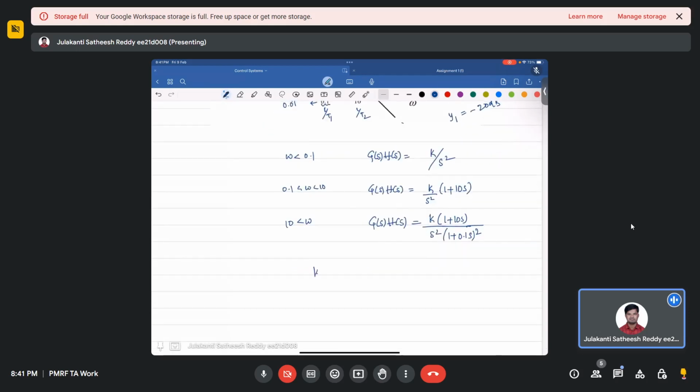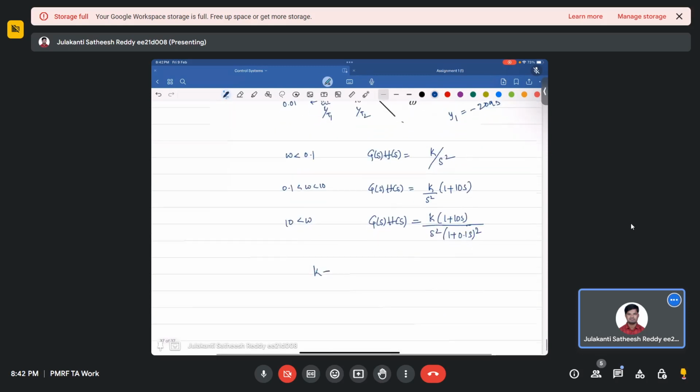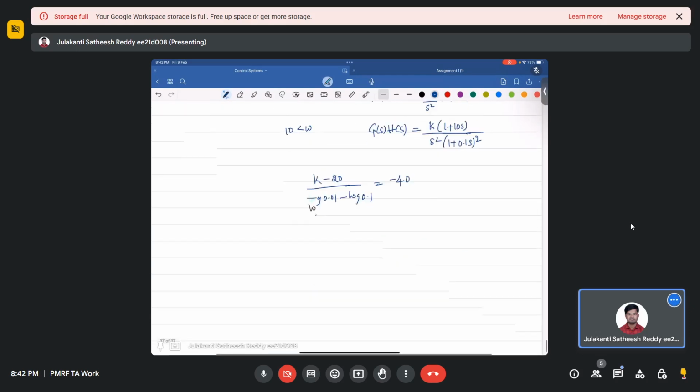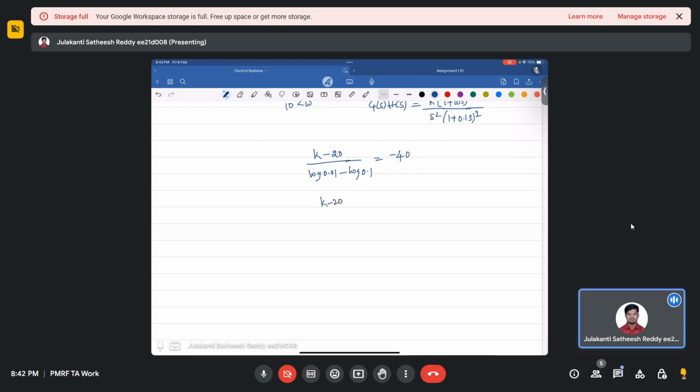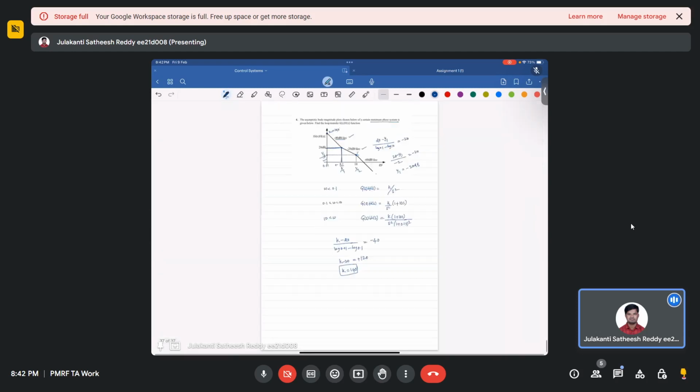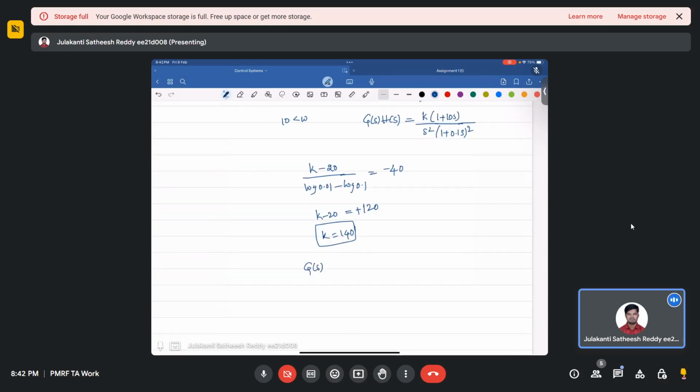So k minus 20, so log 0.01 minus log 0.1 is equal to minus 40. So k minus 20, this will become 10 power 3, so minus 120. Hmm, yeah, it's plus 120, right? So k equals 140. So this is 140. So now the overall system will become g of s h of s is equal to 140 by s square into 1 plus 10s.